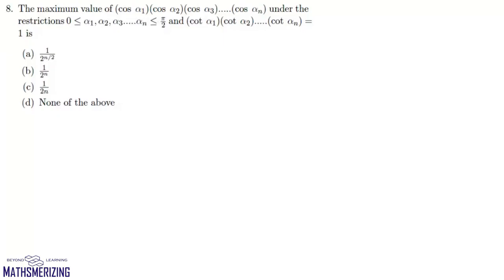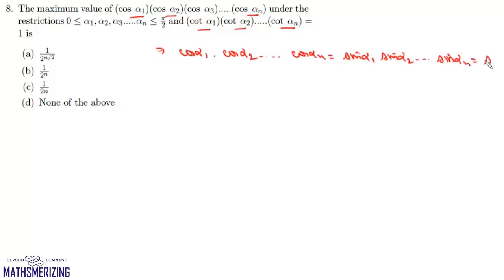Now question number 8 is, we need to find the maximum value of cos alpha 1 into cos alpha 2 up to cos alpha n under the condition that cot alpha 1 into cot alpha 2 into cot alpha n equals 1. Now from the second expression we can write cos alpha 1 into cos alpha 2 up to cos alpha n will be equal to sin alpha 1 into sin alpha 2 up to sin alpha n, and suppose the value of this product is s.